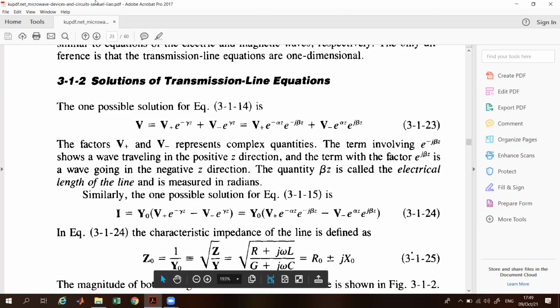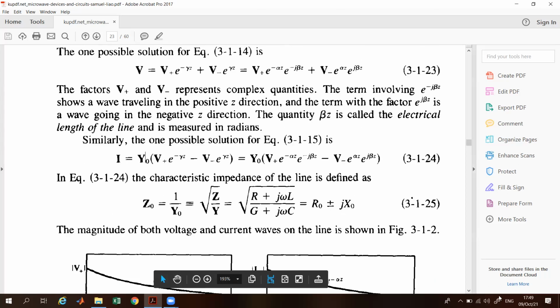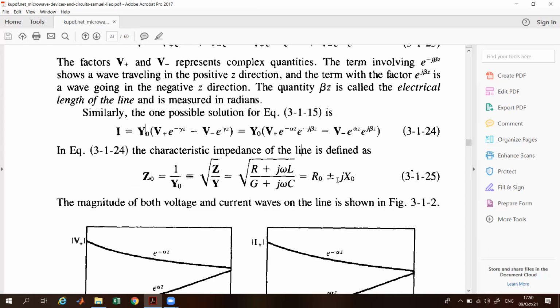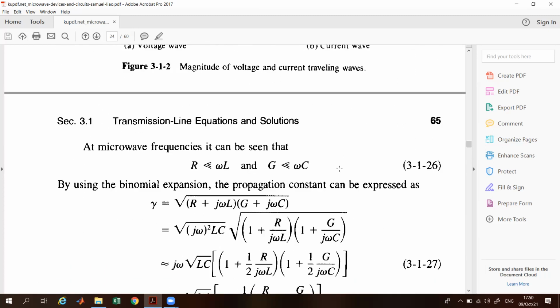You also must know that Z naught is equal to 1 divided by the admittance Y naught, which is equal to the square root of Z divided by Y. Z naught and Y naught denote the characteristic impedance and admittance of the line. We can say it is equal to the square root of R plus j omega L divided by G, meaning conductance, plus j omega C, which is equal to R naught plus or minus j X naught.